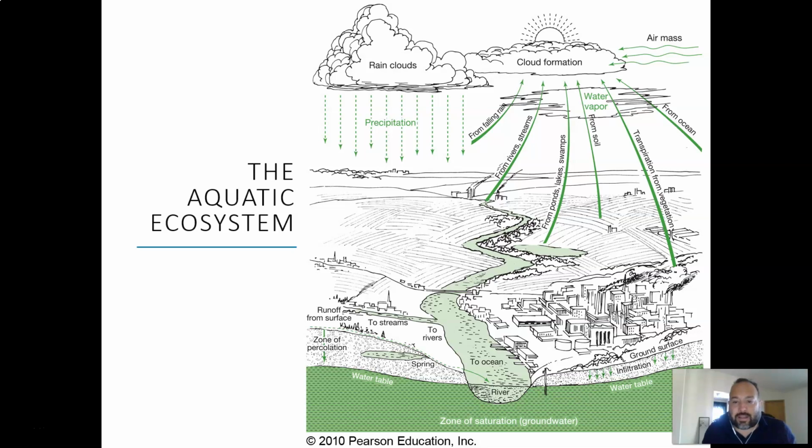So looking at this figure right here, seeing the different parts that are involved in it: the hydrologic cycle, freshwater systems, groundwater, runoff, pollution, all these different things. We're going to kind of touch on all of those today, as they're all part of water on this planet in the aquatic ecosystem.